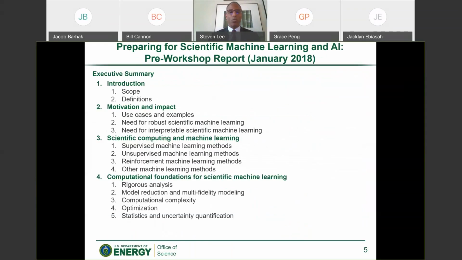In preparing for this workshop in January of 2018, we did some homework, in the sense that we had an organizing committee that at the end of 2017 put together a report that looked at machine learning through the lens of applied mathematics and scientific computing. We have a pre-workshop report that everyone read before coming to the workshop, which was held in Bethesda, Maryland at the end of January 2018. The overall report includes this pre-workshop report and also some of the main findings from the workshop.